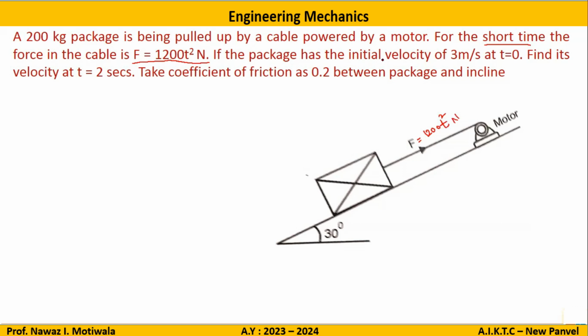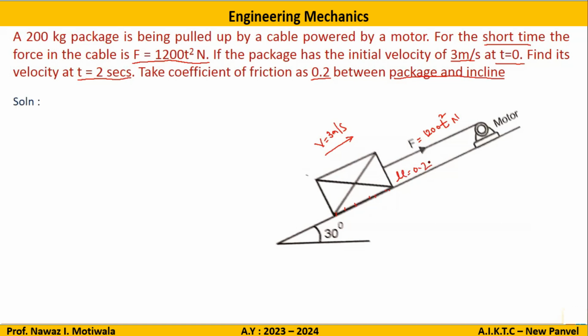If the package has the initial velocity of 3 meters per second at time t equal to 0. So this package is moving with a velocity of 3 meters per second. Find its velocity at time t equal to 2 seconds. The coefficient of friction is 0.2 between the package and the incline. So coefficient of friction for this particular plane is mu equal to 0.2.